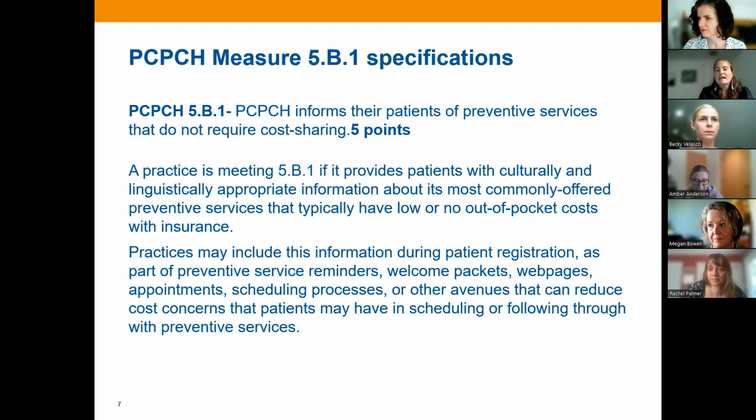Next, I'll cover the specifications for Measure 5B1. A practice is meeting Measure 5B1 if it provides patients with culturally and linguistically appropriate information about its most commonly offered preventive services that typically have low or no out-of-pocket costs with insurance. For example, services with low or no co-payments, co-insurance, or services that don't require deductibles. Practices may include this information during patient registration, as part of preventive service reminders, welcome packets, web pages, appointments, scheduling processes, or other avenues that can reduce cost concerns patients may have in scheduling or following through with preventive services.